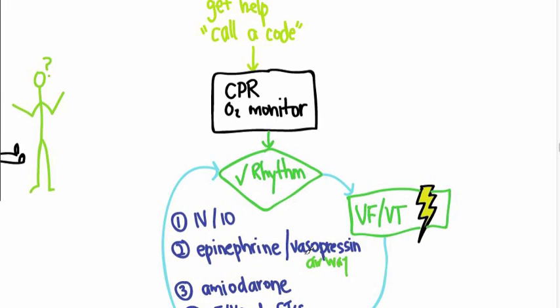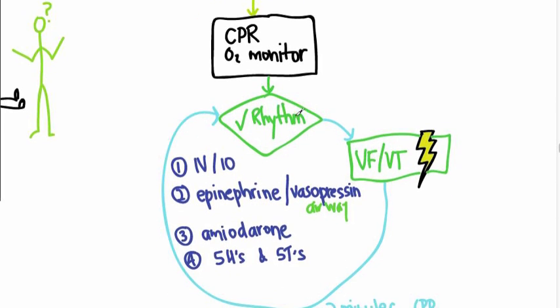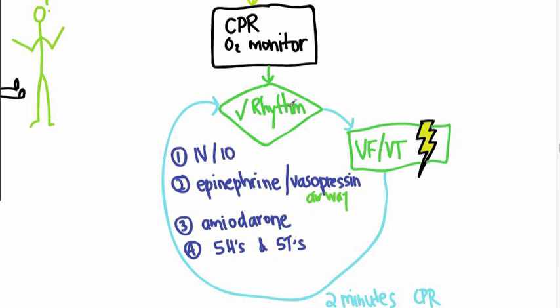Right? The first thing you're going to do, call help. And then you're going to start CPR and put the guy on oxygen and a monitor. The next thing you're going to do is check a rhythm. If it's a shockable rhythm, you shock him. And then you do 2 minutes of uninterrupted CPR. And during these 2 minutes, the first thing you're going to want to do is put in an IV or an IO.